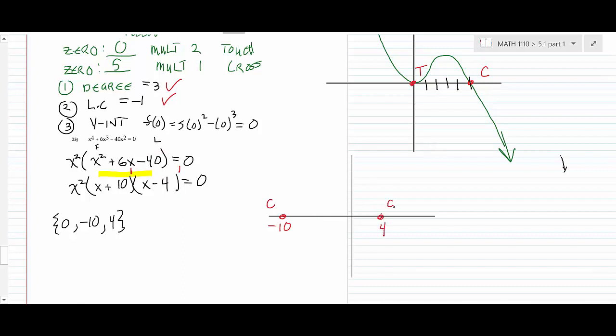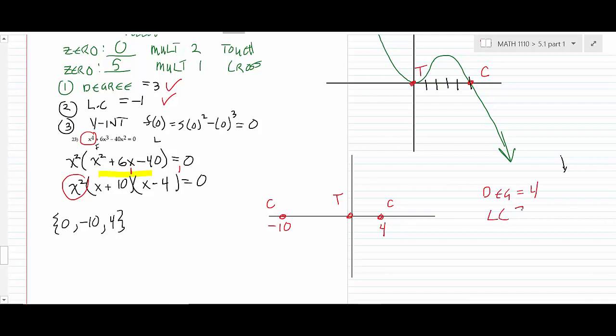Multiplicity of 1 means we cross. We have a 0 at 0, but what's it going to do at 0? Touch or cross? Touch, because the multiplicity is even, right? So we have that. Okay, if you go back to the original problem, the degree is 4.